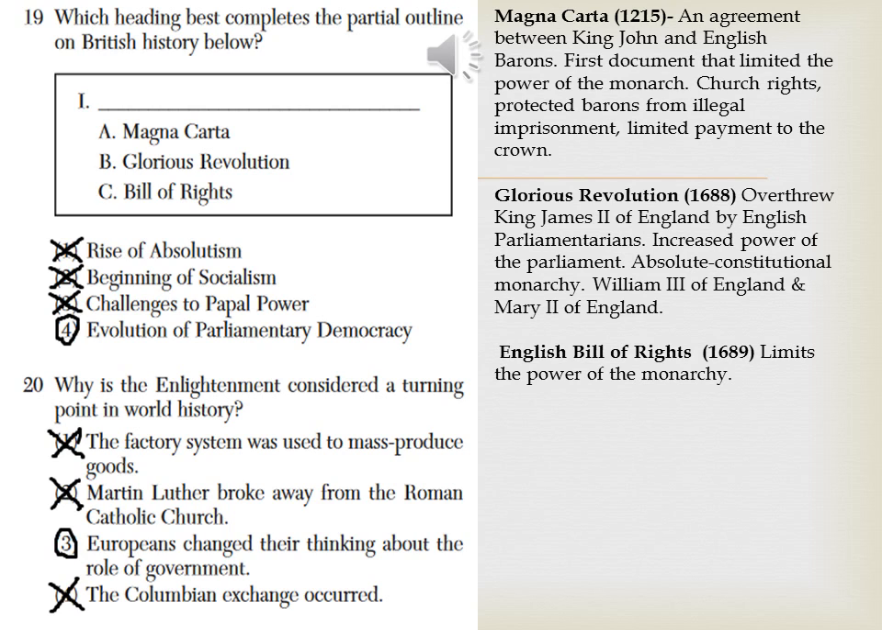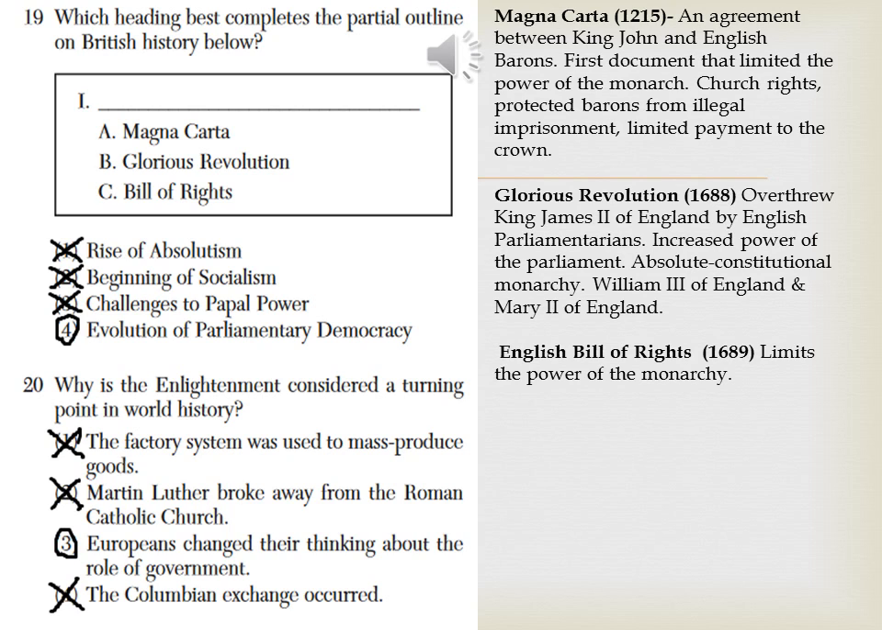So let's take a look at the choices that they're giving us. Is it 1, the rise of absolutism? Is it 2, the beginning of socialism? Is it 3, challenges to papal power? Or is it 4, evolution to parliamentary democracy? It's 4, evolution of parliamentary democracy.